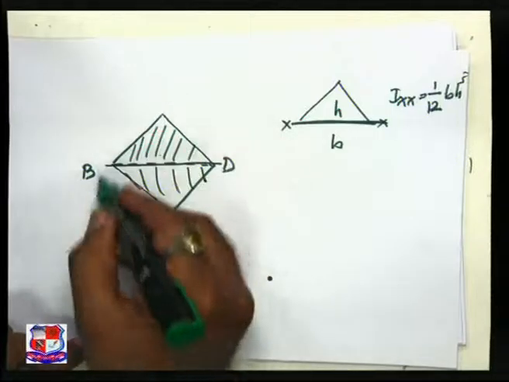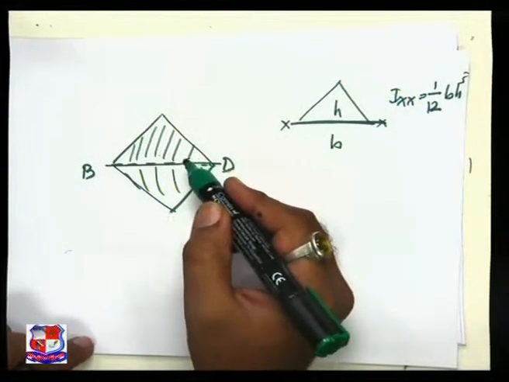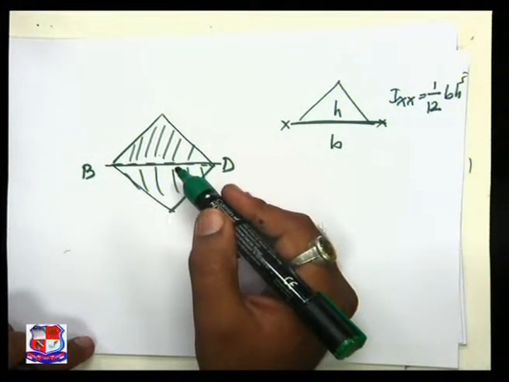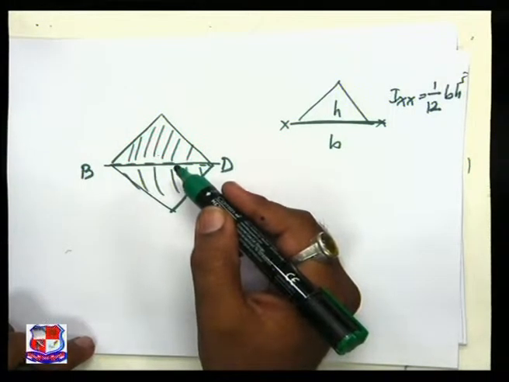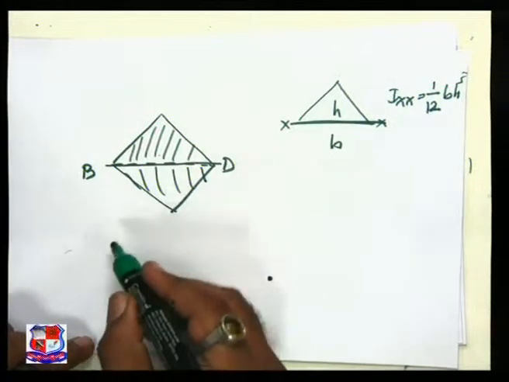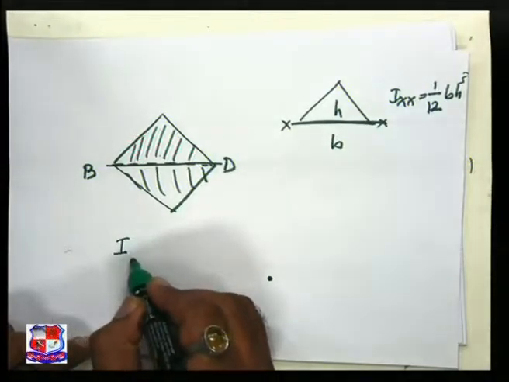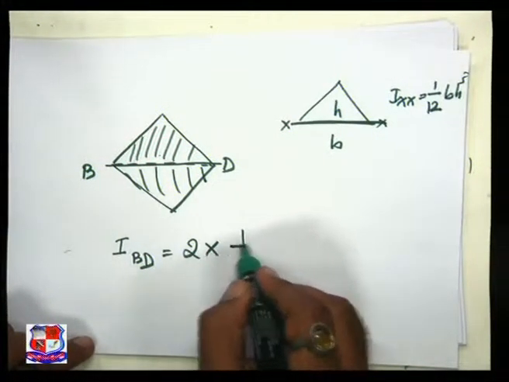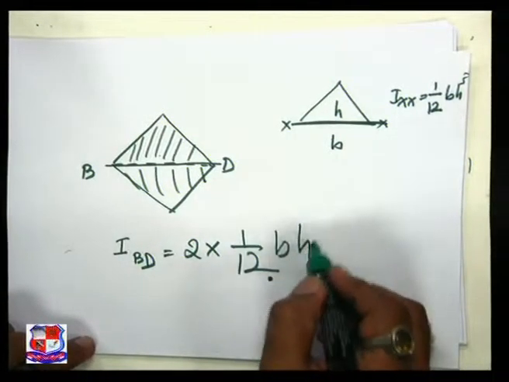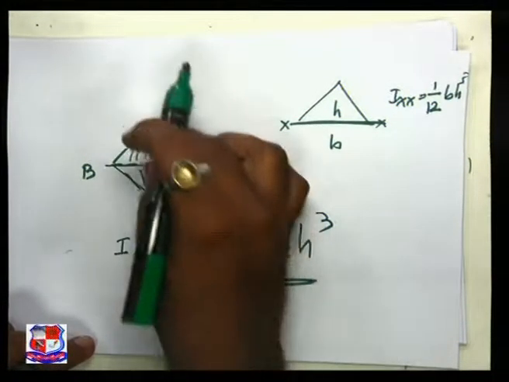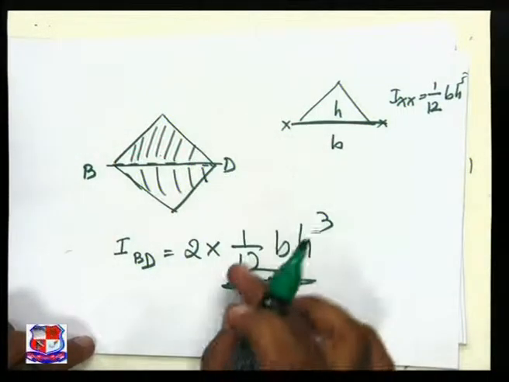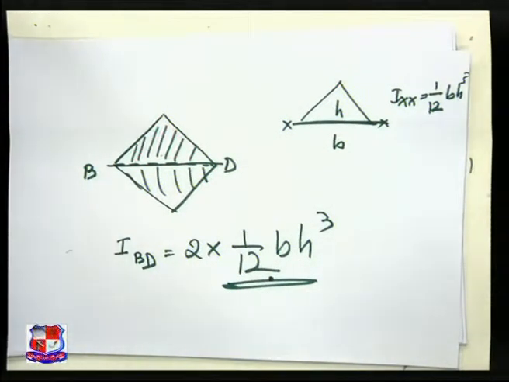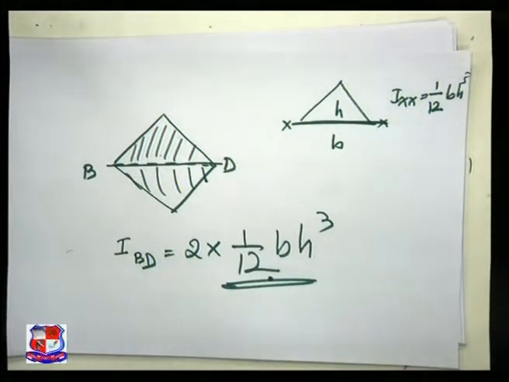So, for this square section which is lying with one of its diagonals vertical, the I value about BD is equal to 2 times 1 by 12 bh cube, because this is the value for one triangle. For the other, I have to multiply by two. Please come to this PPT.